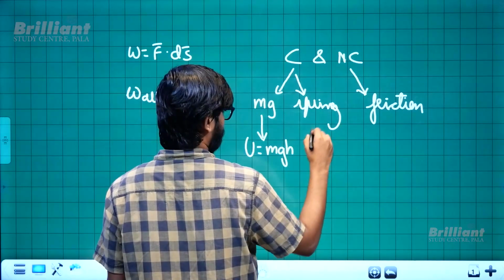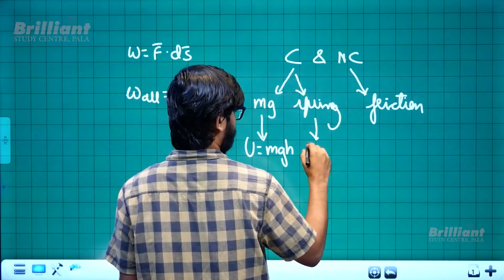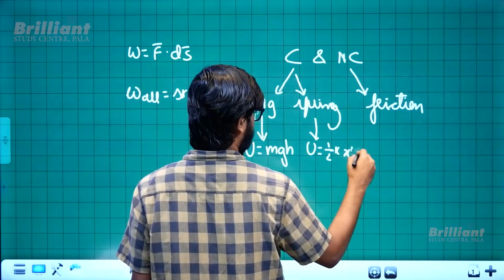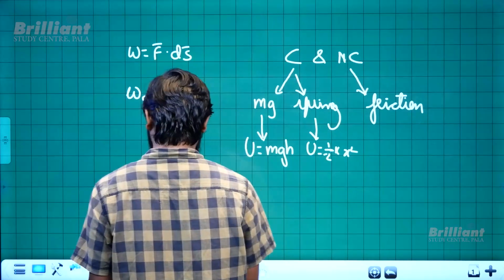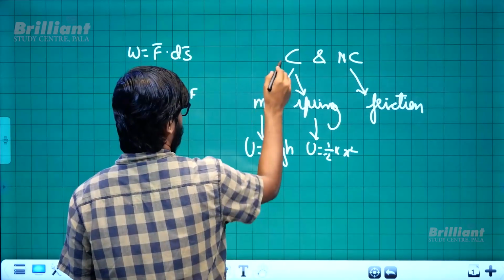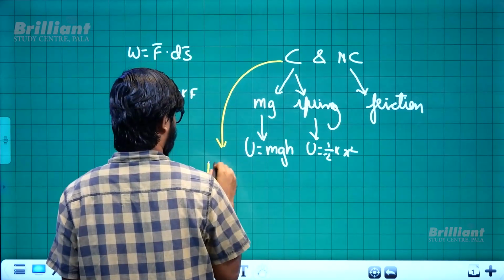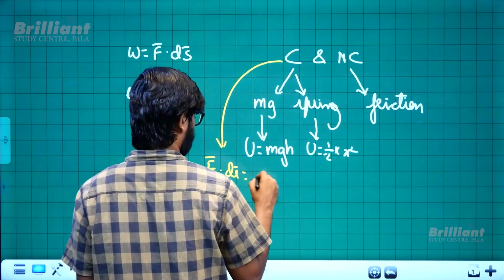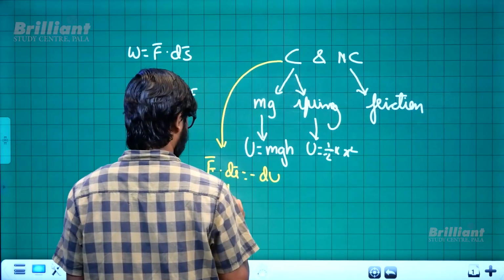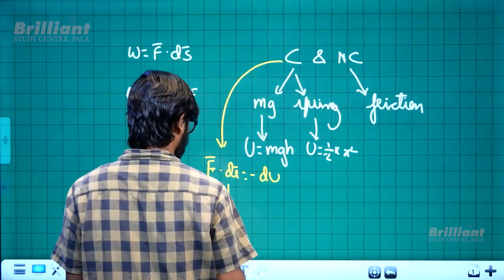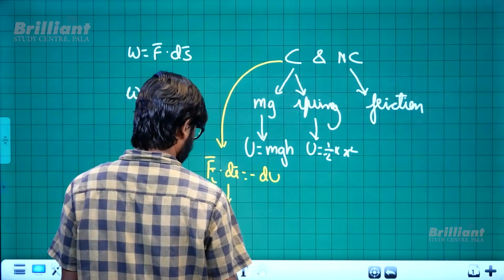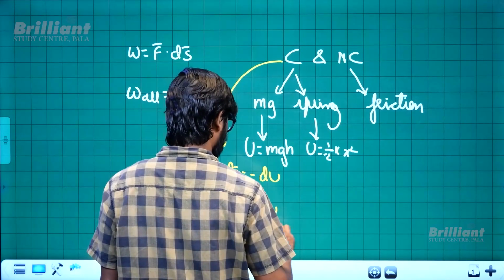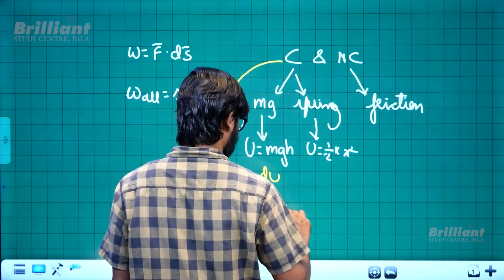For a gravity system it is mgh. For a spring it is half k x square, right? So how will we define that potential? In the first place, work done by a conservative force is the negative of the change in potential energy. The same thing you can write as, if you want to find the force, then it will be minus du by dr in the r cap direction.